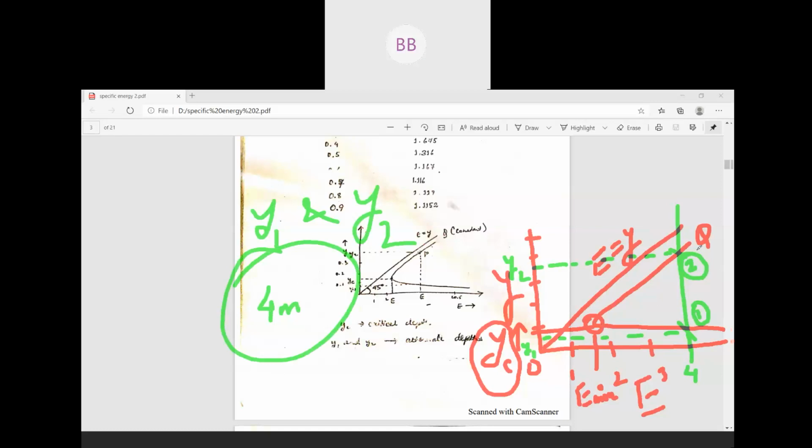So in that specific energy curve, apart from your minimum specific energy, any specific energy which is greater than your minimum specific energy will give you two depths of flow. If you consider here also, it intersects the curve at two points and you will get two depths of flow. So for any value of specific energy greater than the minimum value, there are always two depths of flow. Any doubt here?